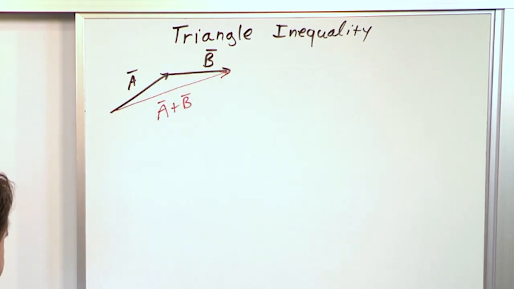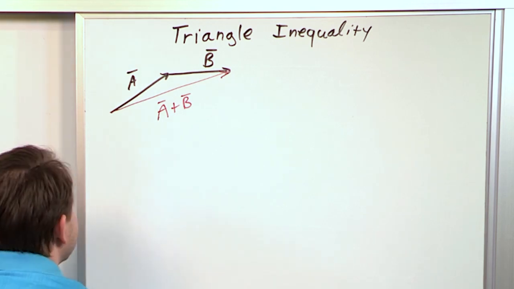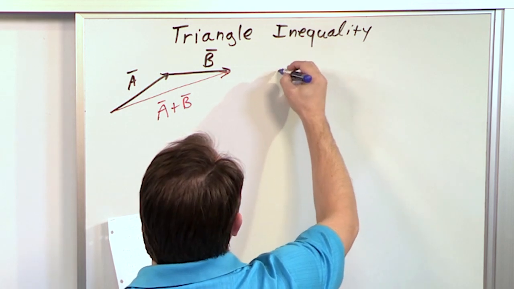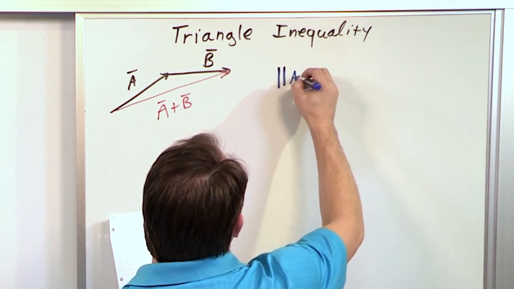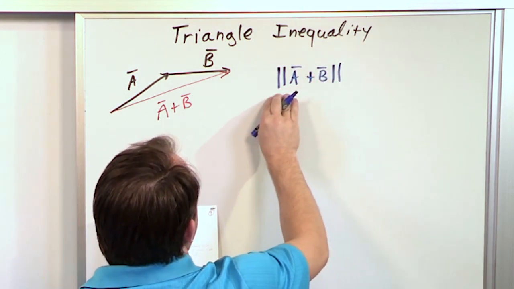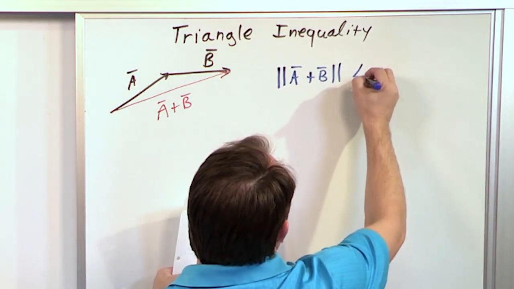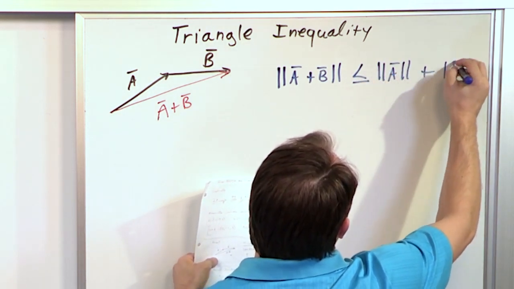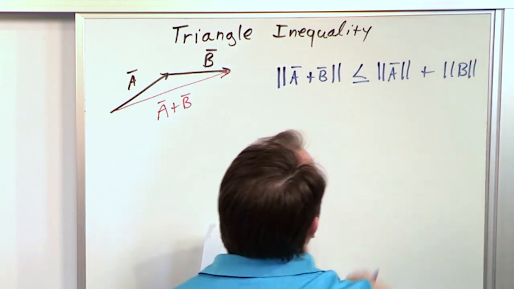Okay? Now the triangle inequality is something you're definitely going to see in your textbook. And it's written like this. The triangle inequality says, it looks kind of scary, but it's easy to understand, I promise. A plus B, with magnitude bars around it, is less than or equal to the magnitude of A plus the magnitude of B. All right?